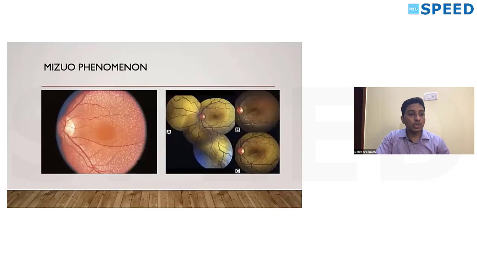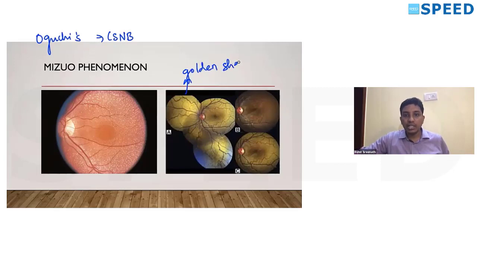Next, we have to know about Mizuo's phenomenon. Mizuo's phenomenon is characteristic of a disease called Oguchi's disease. Oguchi's disease stands for congenital stationary night blindness. It is an important cause for congenital stationary night blindness. So what is this Mizuo's phenomenon? There is a typical golden sheen seen in the light adapted fundus, which is a characteristic of Oguchi's disease. So this is your Mizuo's phenomenon.